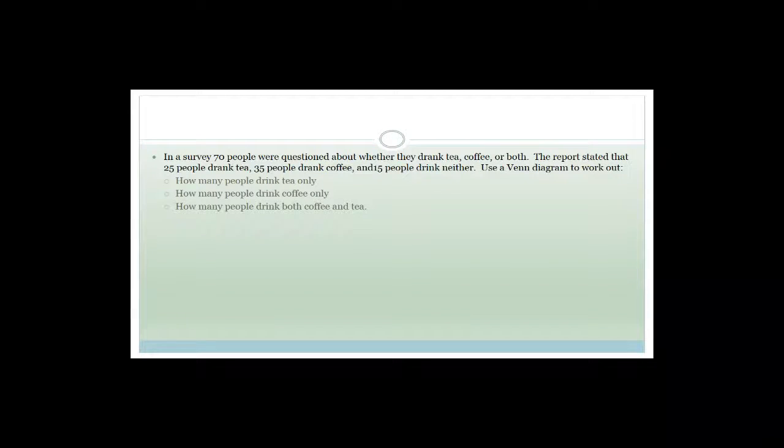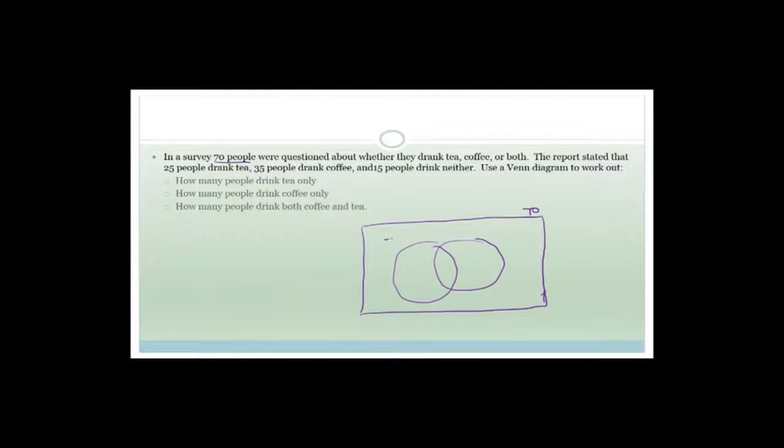It says in a survey we've got 70 people. So our universal set has got 70 people. So if I wanted to, we can draw a nice square. Okay, and we've got 70 people in it. They're asked whether they drank tea, coffee, or both. So effectively, we've only got two circles, tea or coffee. Okay, tea, coffee, both.